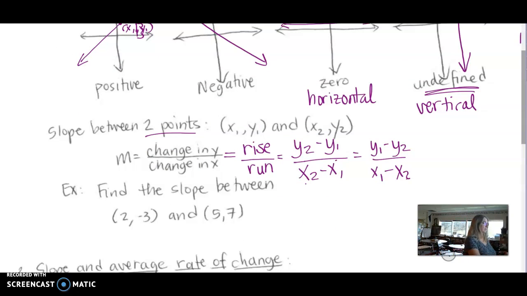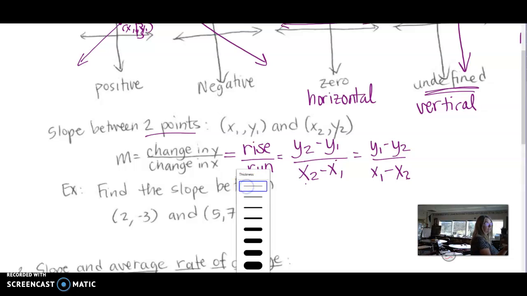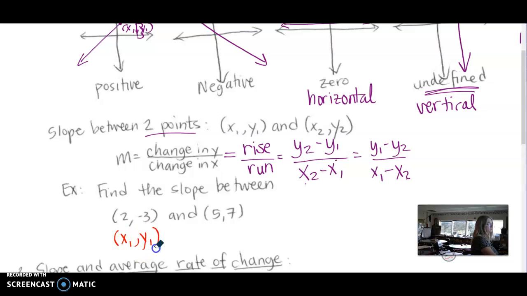If you want to pause the video and try to do this on your own, great, and come back and check your answer. But if you're not sure, we can call this first point x1, y1 because it comes first. Doesn't matter. You could call it x2, y2 if you want to. I'm going to call this one the second point, x2, y2, and then I'm going to plug it into this formula. So my y2 is 7 minus y1, which is this -3.